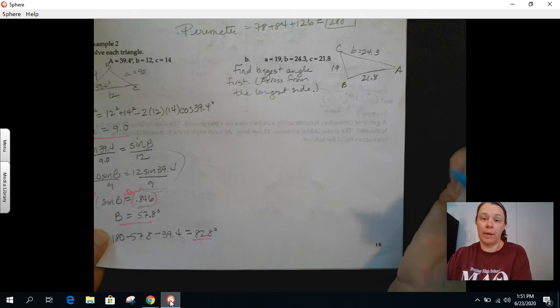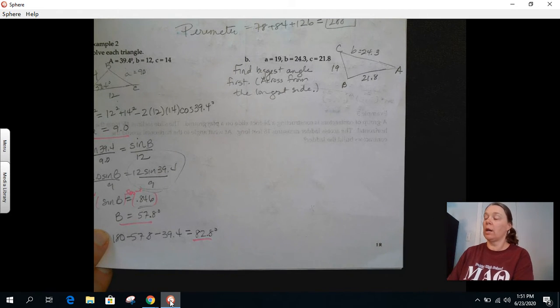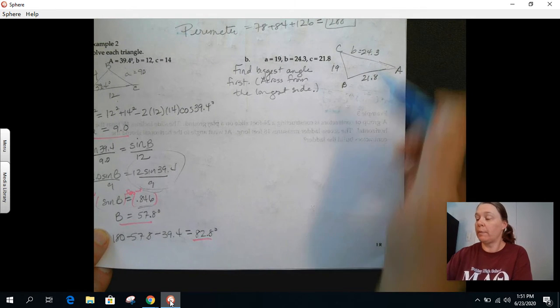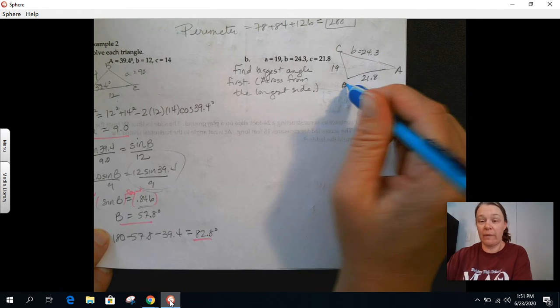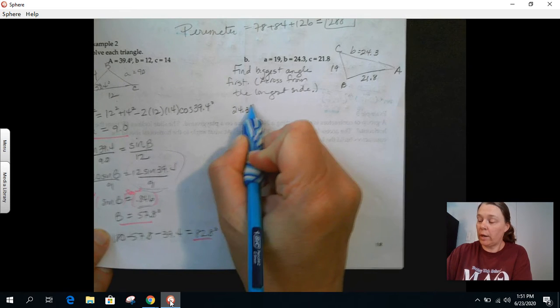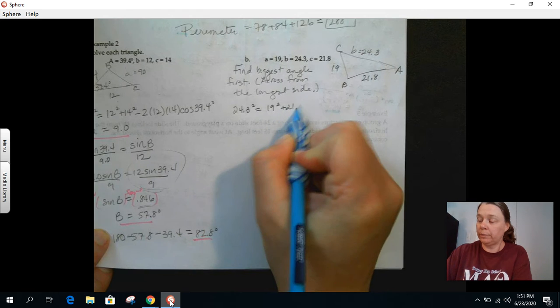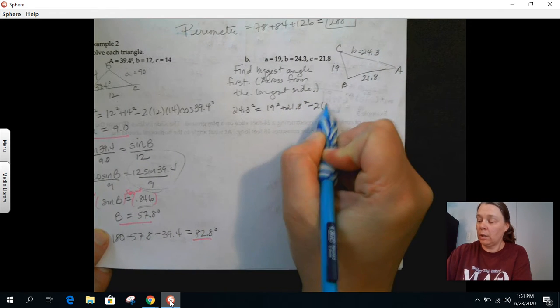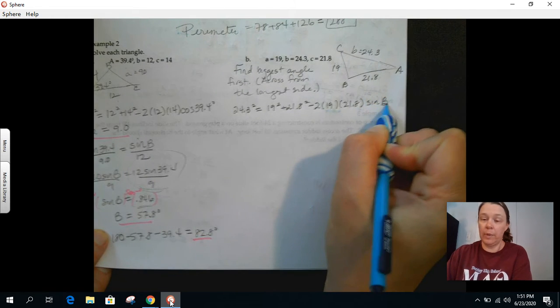Okay, so remember we talked about that in the last section, where if one side is bigger than the other side, you can have two triangles. By starting with the biggest angle first, you avoid that situation. And so in my case, my biggest side is the 24.3. So I'm going to start by finding angle B. Okay, so I'm going to have 24.3 squared equals my other two sides squared minus 2 times A times C times the cosine of B.